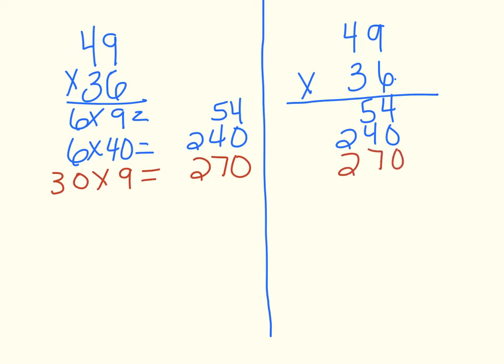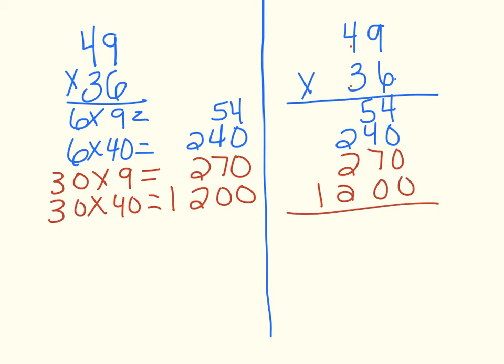And then I move over and I want to do the tens in the factor below multiplied by the tens in the factor above. So that's 30 times 40, and that gives me 1,200. Over on the other side here on the right, 30 times 40, 1,200. Now I can go ahead and add each of the partial products together on both sides.